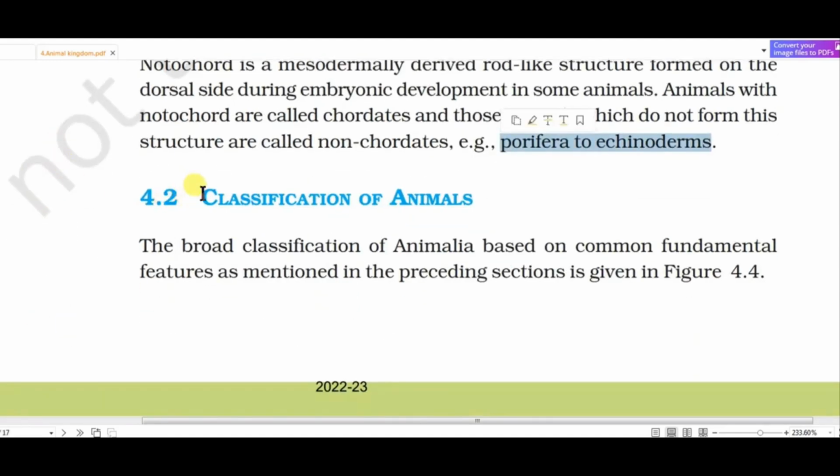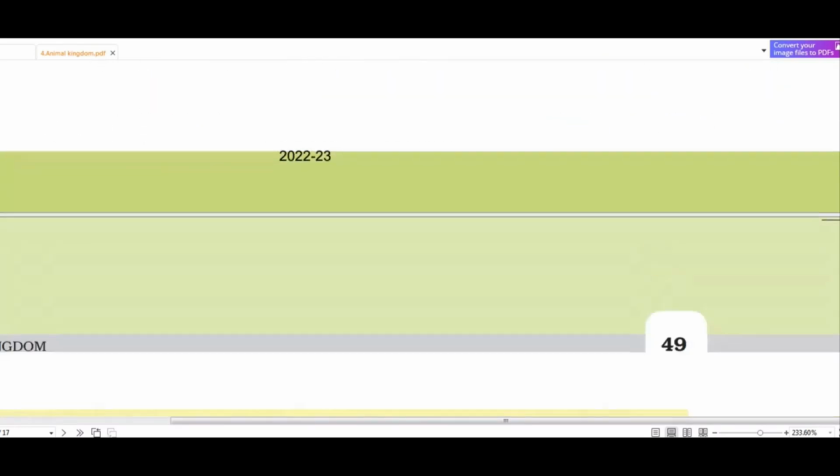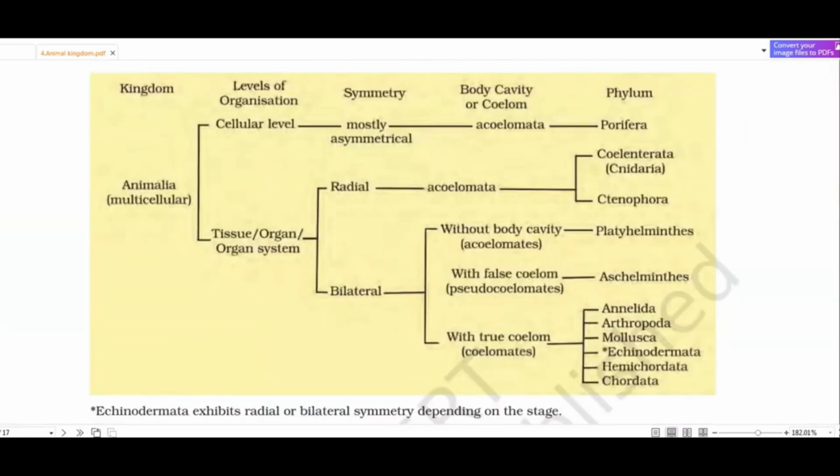Classification of animals. The broad classification of animals is based on the fundamental features as mentioned in the preceding sections. In the figure 4.4.